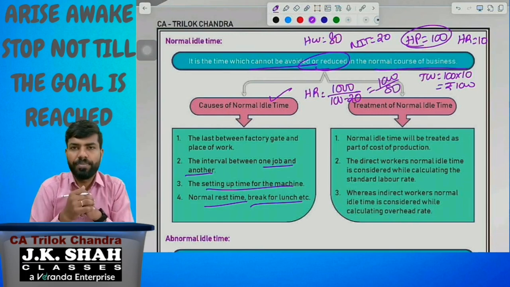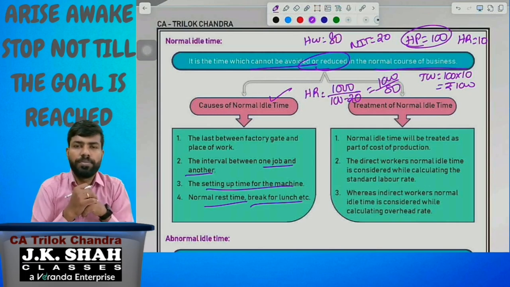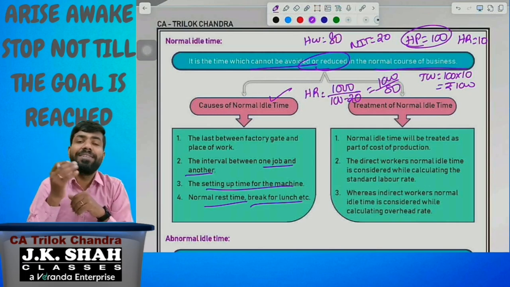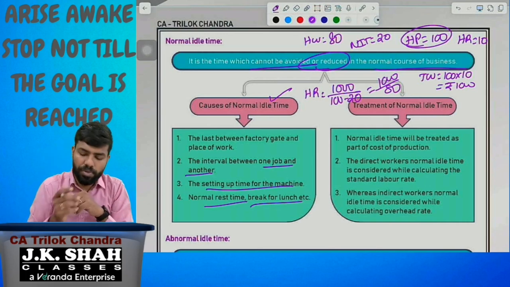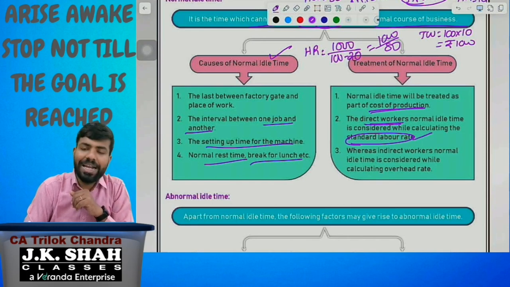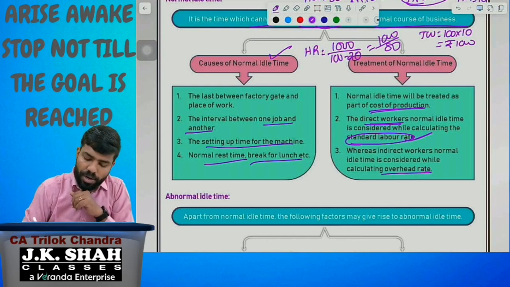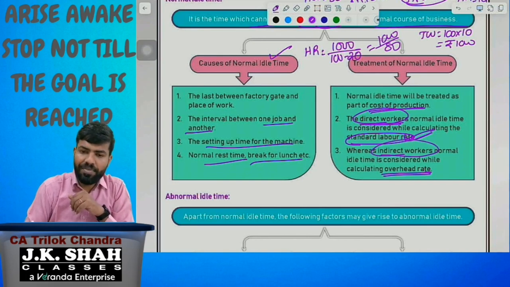We will get the hourly rate. What we are doing is adding the normal idle time cost to the good hours, enhancing the hourly rate of the good hours. Normal idle time will be treated as cost of production. For direct workers, normal idle time is considered while calculating the standard labor rate. When it is indirect labor, we consider it while arriving at the absorption rate or overhead rate. Direct workers, direct hourly rate; indirect workers, overhead rate.